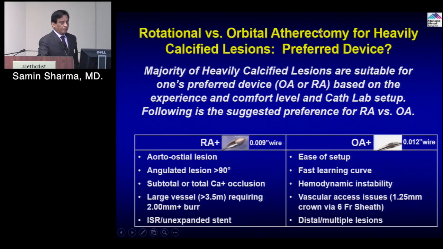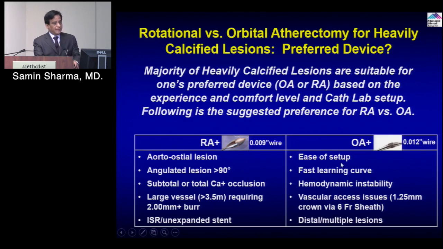So the question comes, where do you use rotational atherectomy? Where do you use orbital atherectomy? Basically the principle: your burr is conical shaped at the ablative surface at the tip with the 0.009 wire, while the orbital has an eccentric crown and a very stiff 0.012 wire. Particularly for aorto-ostial lesions and angulated lesions, rotational atherectomy will cause less dissection, and also in the large vessel. Also for unexpanded stent, because of that heat generation, rotational atherectomy is the preferred approach. But in the majority of cases you can use either of the devices.